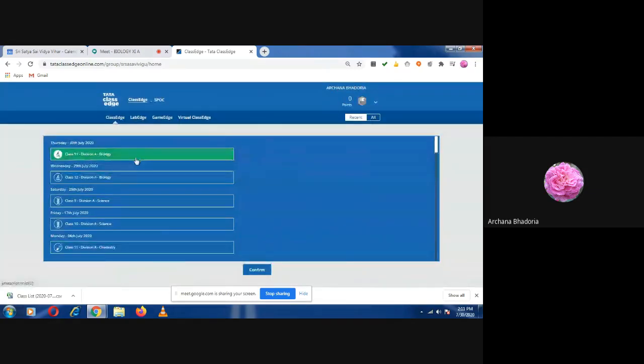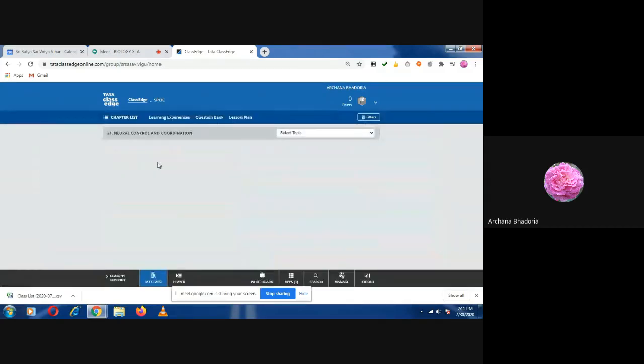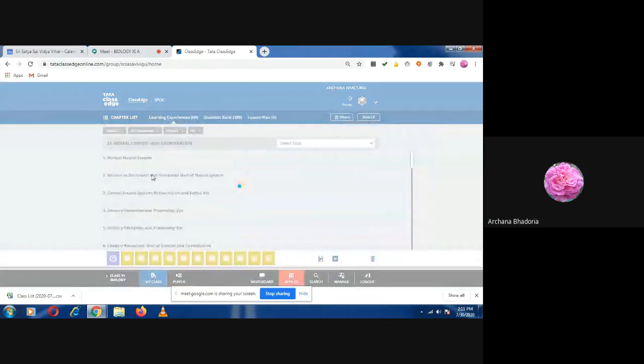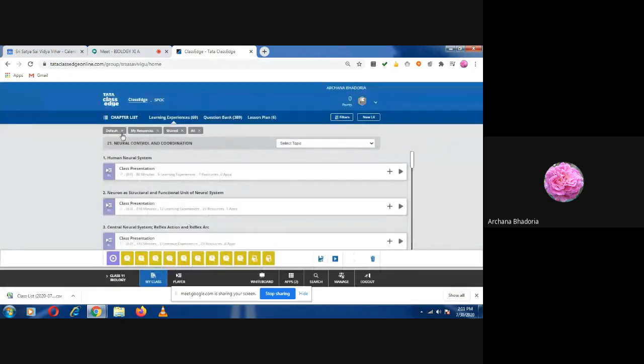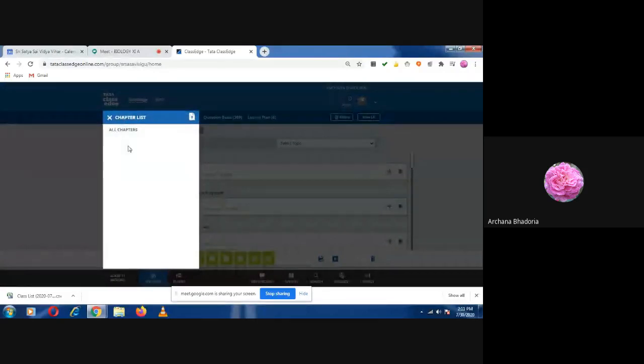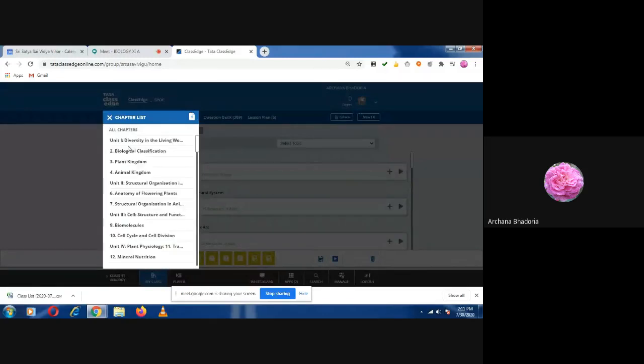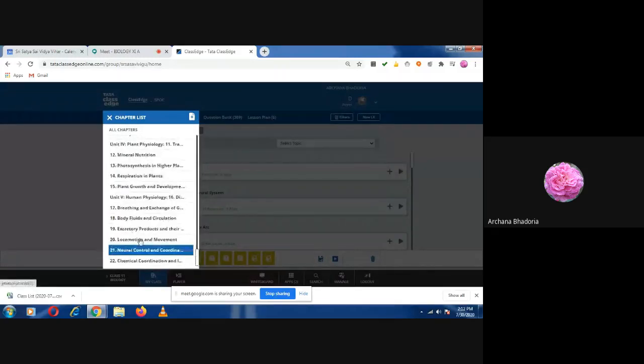So we'll start with the next chapter. You can leave pages according to the work which you have done. If you have drawn the diagrams which I have said, then it's okay. And if you have not drawn, then leave the pages and start with the new chapter. So we will start with the chapter, write down: Chapter 20, Locomotion and Movement.